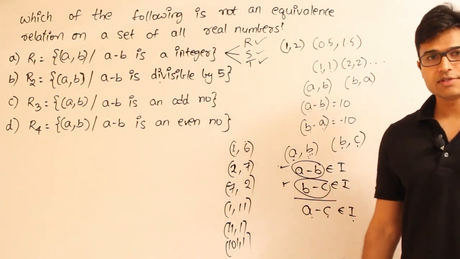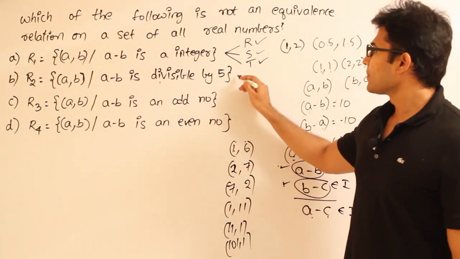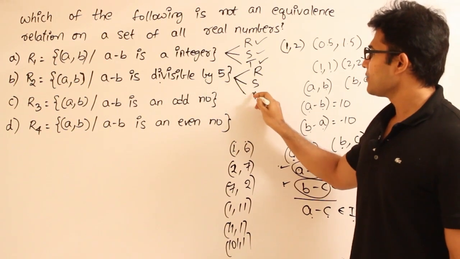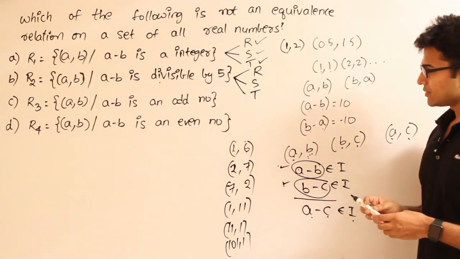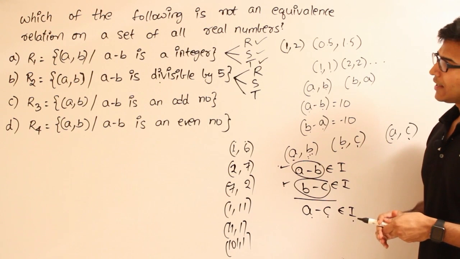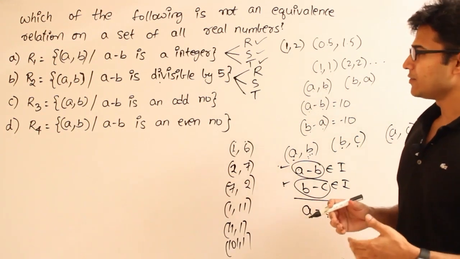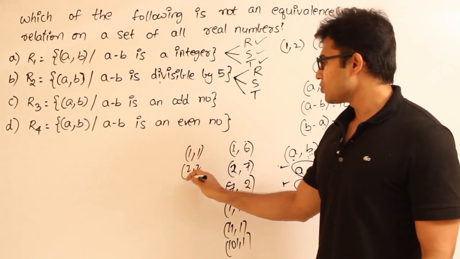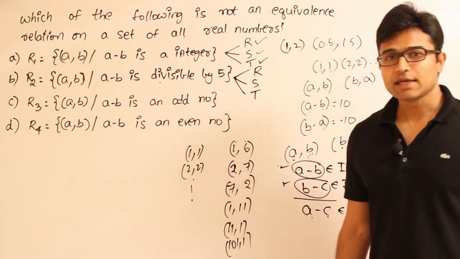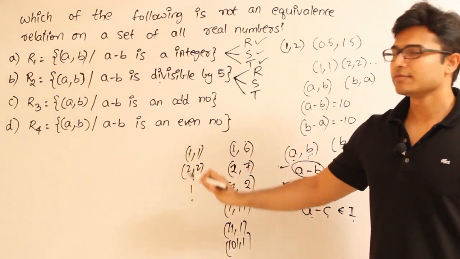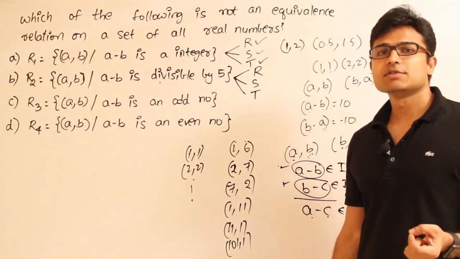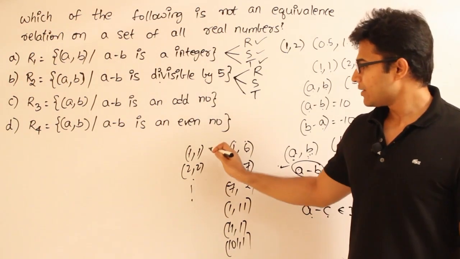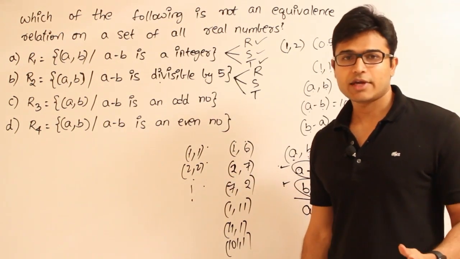How can we say whether it is equivalence or not? We have to test three conditions: reflexivity, and then symmetric, and transitivity. So let's see whether it is reflexive or not. What does reflexive mean? Will it contain all the diagonal elements of the form a comma a, which means will it contain 1 comma 1, 2 comma 2, all these elements of this type? Yes, it will contain. The reason is, if I take a minus a, it is 0, and 0 is divisible by 5, right? So it will contain all the pairs of type a comma a.